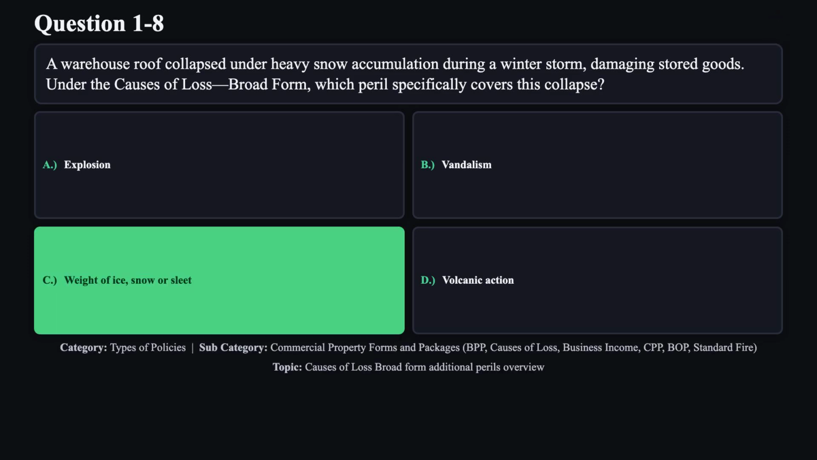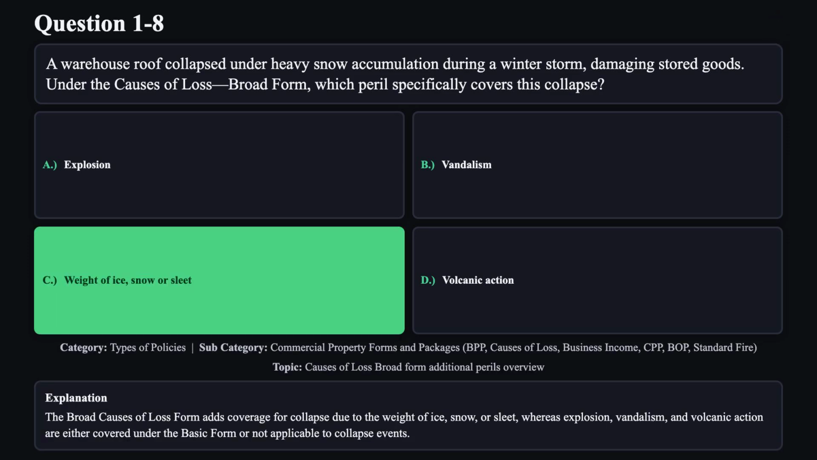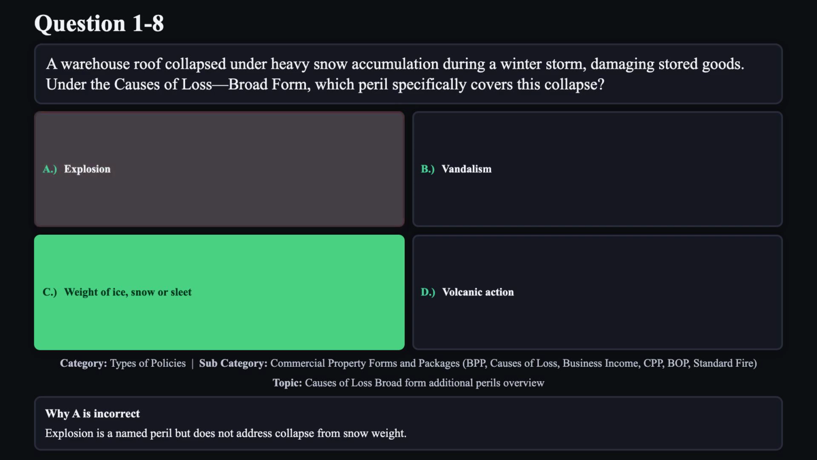The correct answer is C. The broad causes of loss form adds coverage for collapse due to the weight of ice, snow, or sleet, whereas explosion, vandalism, and volcanic action are either covered under the basic form or not applicable to collapse events. Reason A is not correct. Explosion is a named peril but does not address collapse from snow weight.